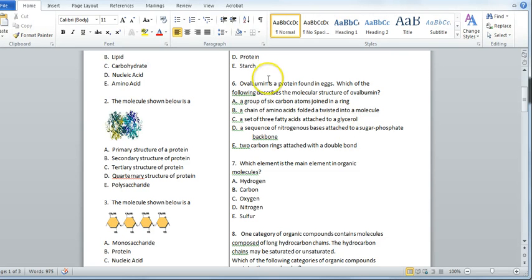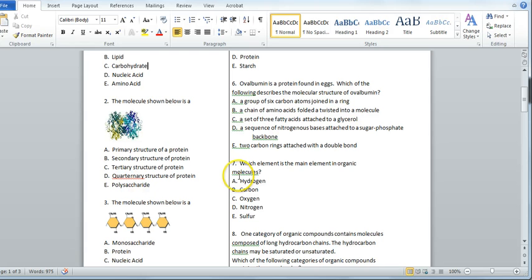And here's a hint. Did we talk about ovalbumin? No. Do we care what it is? No. Just circle the word that you do know. Hint, hint. This one. Okay, so what is the molecular structure of that? Okay, and it's B, a chain of amino acids, folded and twisted into a molecule.